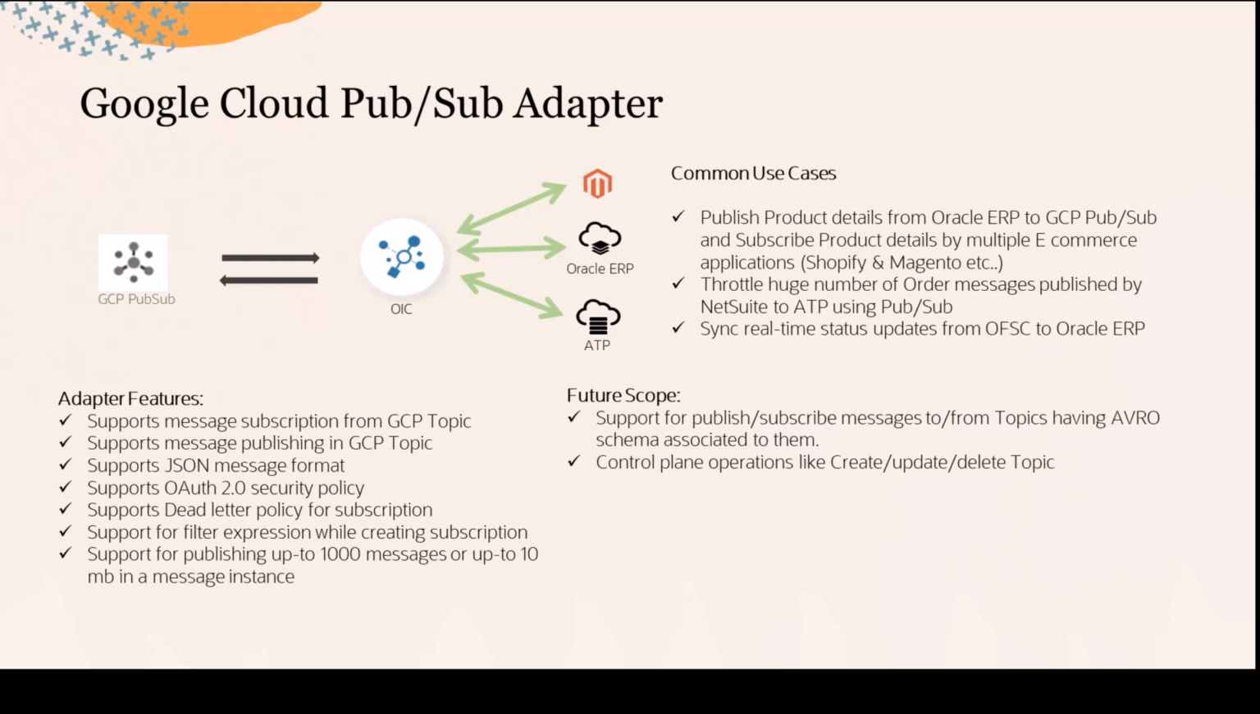And the other one is the total number of messages that are processed from source to the target. In this case, I would take two applications, NetSuite and ATP. Consider NetSuite is processing a huge number of messages to ATP, wherein ATP is unable to take the load, and I can go ahead and use this PubSub pattern to throttle the number of messages that are processed from NetSuite.